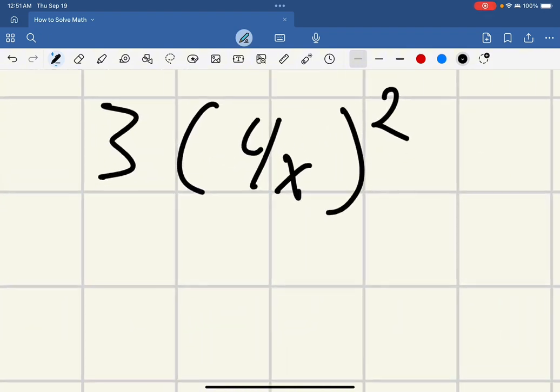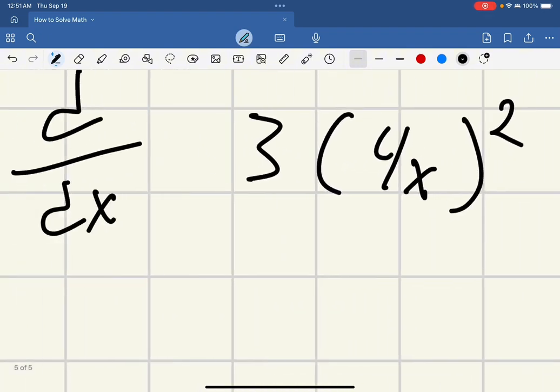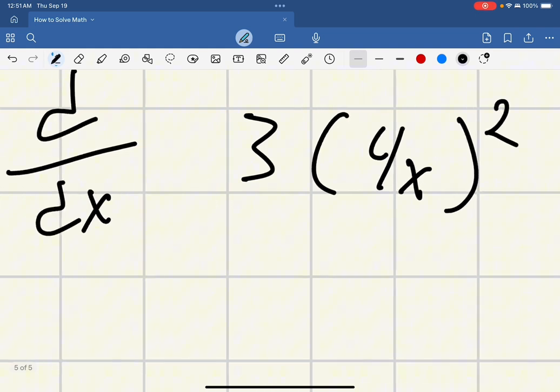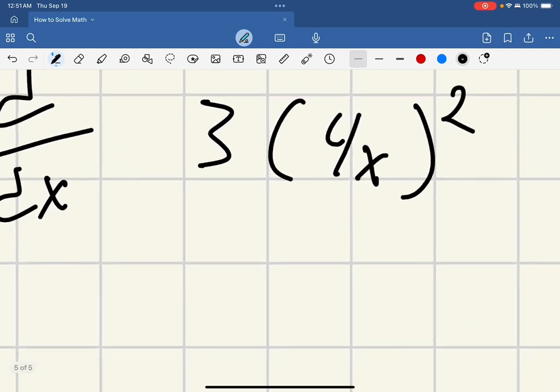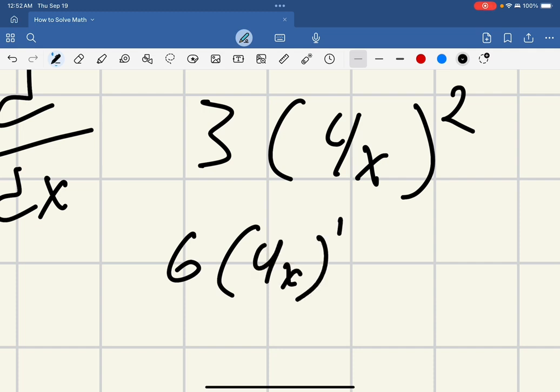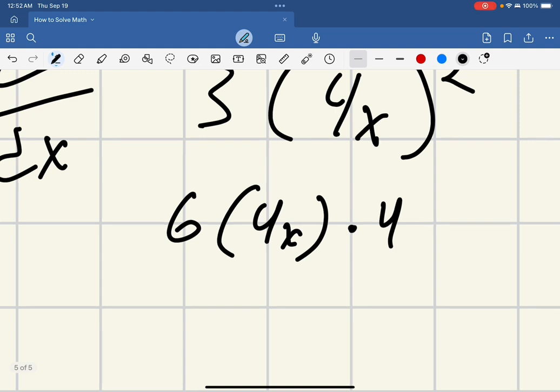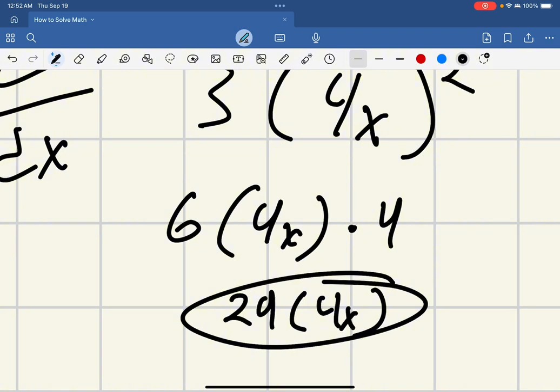But for this one right here, if we want to take the derivative of this, we have to take the derivative of the outside. So 3, let's assume that the inside is just x for now. It's going to be like 3x squared. Take the derivative, that's going to be 6, but we keep the inside the same, 4x. Then we take the derivative of the inside, times 4. You don't have to simplify for this. If you want to, it's going to be 24 times 4x. And there you go, that's your answer for this one.